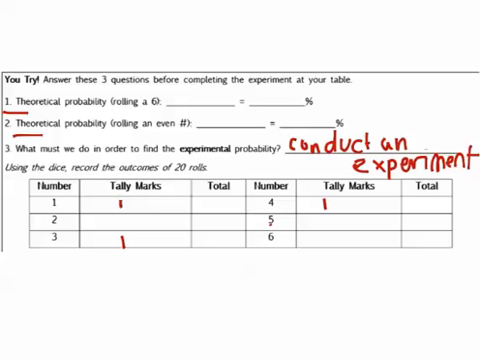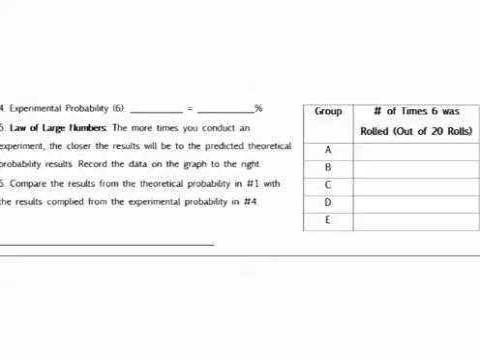So once I have rolled 20 different times, say I have all 20 of my tallies. What I'm going to do is total them out. So this one has 3, this one has 3, this one has 5, and so forth. I'm going to total them out, and then I'm going to answer number 4.